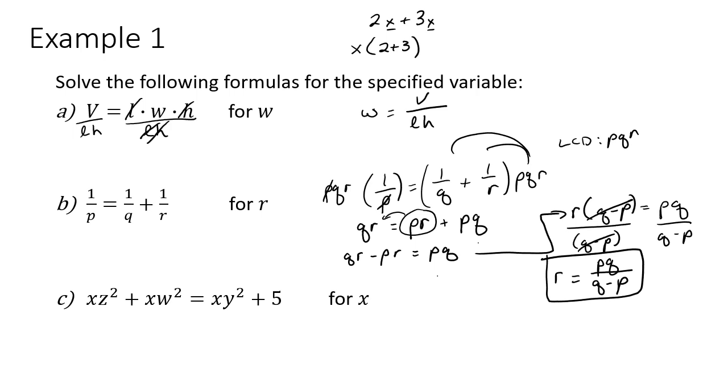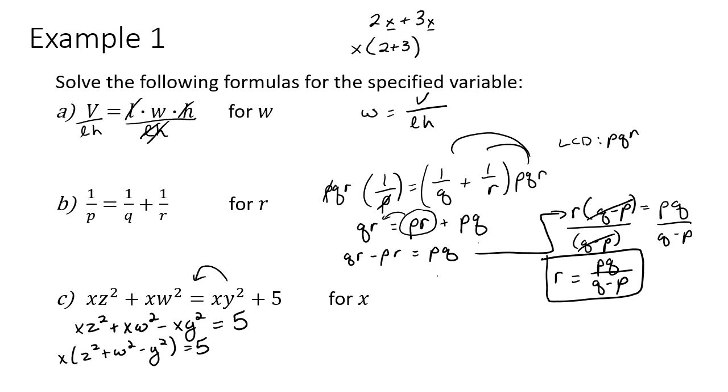So we're asked to isolate x in this formula, and it's the same idea as we had in part B. The trick is to group up all the terms with x next to each other and factor it out. So we've got our xz squared plus xw squared. I'm going to subtract the xy squared across to the other side. Still be equal to positive 5. And then I'm going to factor out the x in common between all three of these terms, which would just leave us with z squared plus w squared minus y squared.